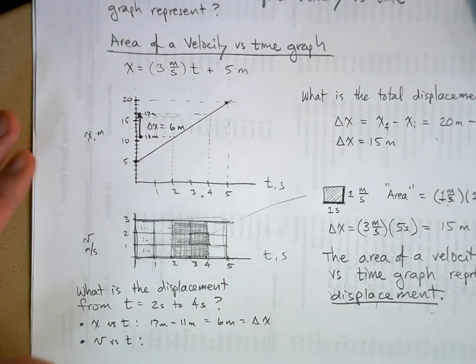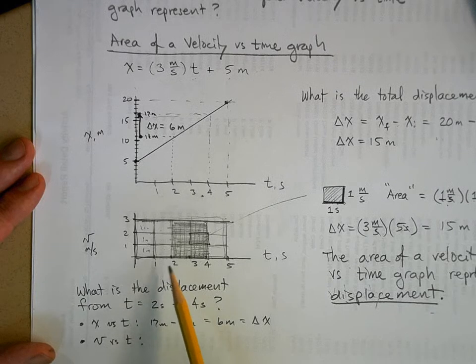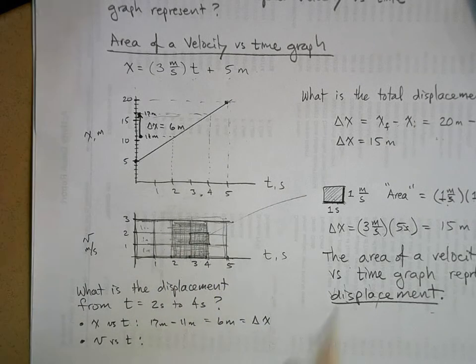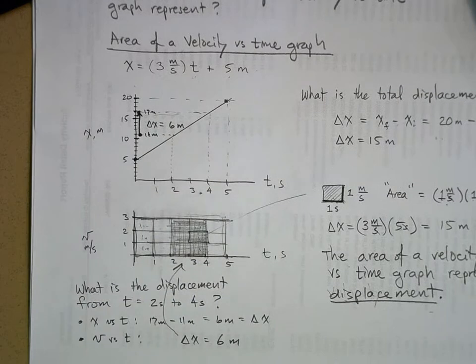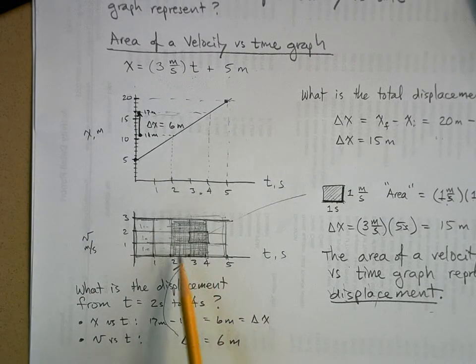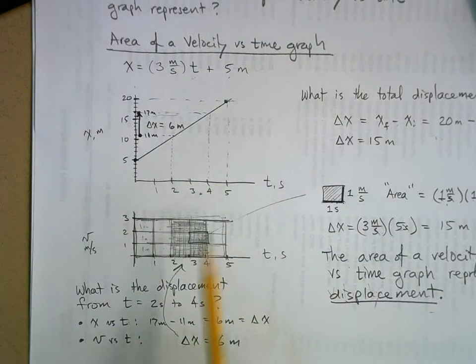And what do you notice about this? How many little squares are in there? 1, 2, 3, 4, 5, 6. 6 meters. Each square represents 1 meter of displacement. And so now I've got 1, 2, 3, 4, 5, 6 meters of displacement. So I'm just going to say, from looking at that, delta x equals 6 meters. And you can go, okay, 2 times 3 is 6, and it's 6 meters of displacement.